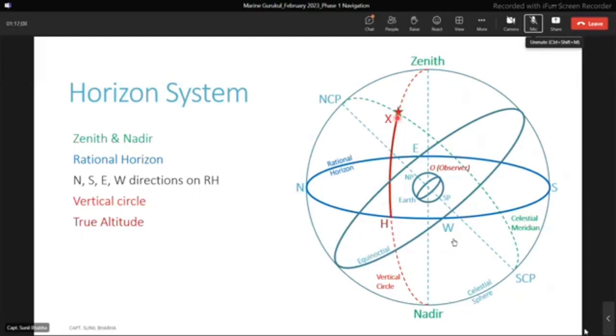So again, let me repeat the definition. You will be able to understand it now. The arc of the vertical circle contained between the rational horizon and the center of the celestial body, which is highlighted also by the laser pointer right now, is known as its true altitude. So you can see the true altitude labeled in the diagram now. We have the true altitude represented by HX, Hotel X-ray.